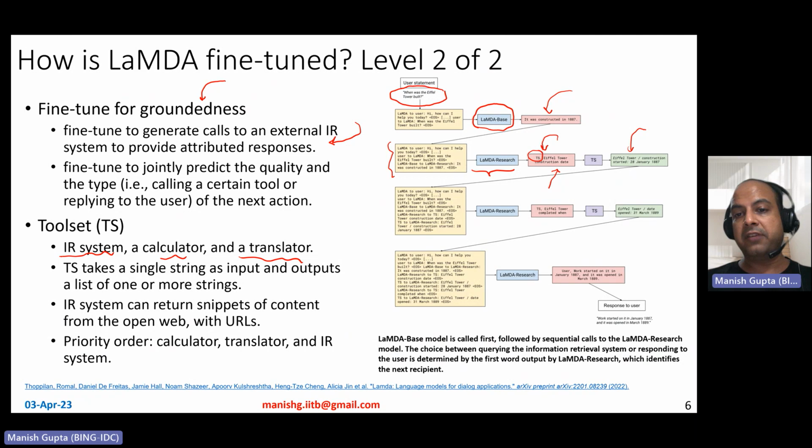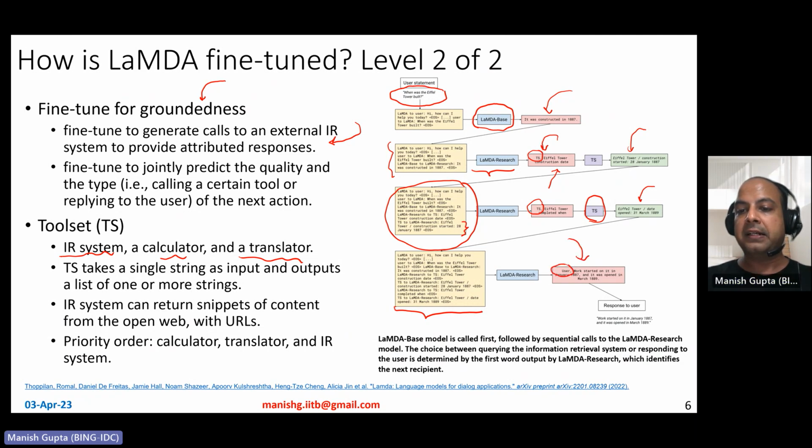Again, it could either formulate a response to the user, or concatenate all of that as part of the input. You see, the construction started text is also added here. Then it generates a response, which could be given directly to the user or make another toolset query. Here it makes another toolset query and gets another response from the toolset, in this case an information retrieval system. After getting that, it appends this response to the original context, and now it decides to generate something for the user directly. This is the response: work started on it in January 1887, and it was opened in March 1889. You might have observed that I referred to toolset and information retrieval engine interchangeably, but that's not quite true. The toolset in their case comprises three systems: an IR system, a calculator, and a translator.